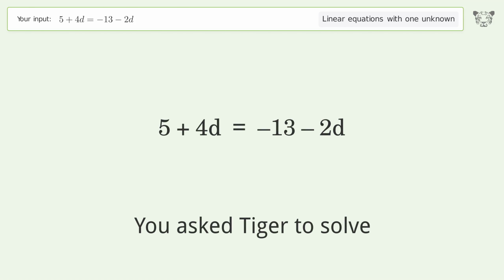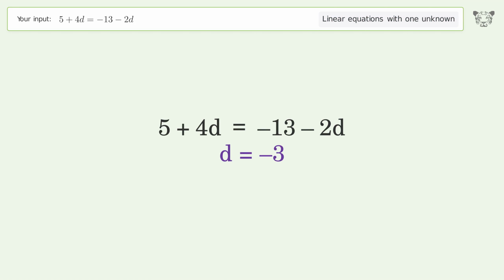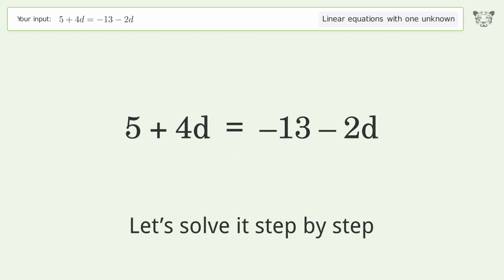You ask Tiger to solve. This deals with linear equations with one unknown. The final result is d equals -3. Let's solve it step by step.